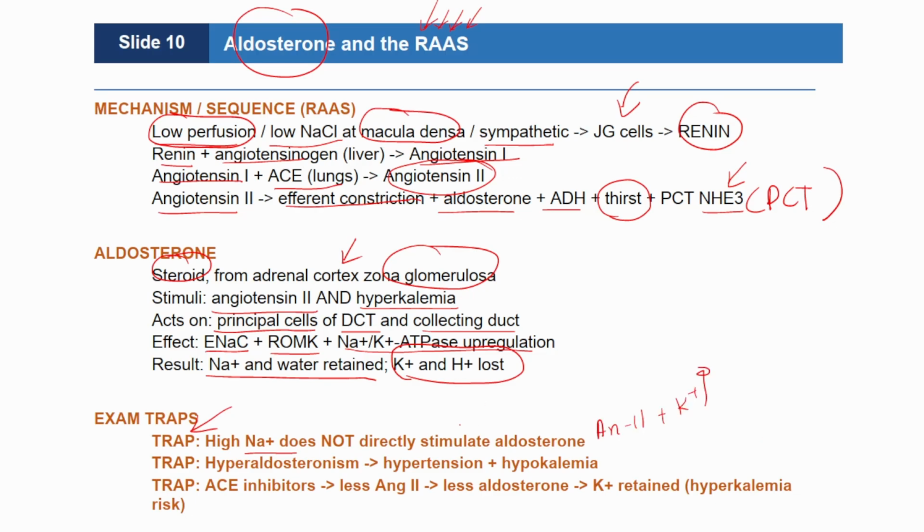Second, recognize that a state of hyperaldosteronism, that means increased aldosterone, mechanically drives hypertension due to volume expansion, accompanied by profound hypokalemia. Third, understand that administering ACE inhibitors, a drug which will inhibit ACE, causes less angiotensin II production, which downregulates aldosterone release, meaning potassium is retained by the kidney and introduces a significant hyperkalemia risk.